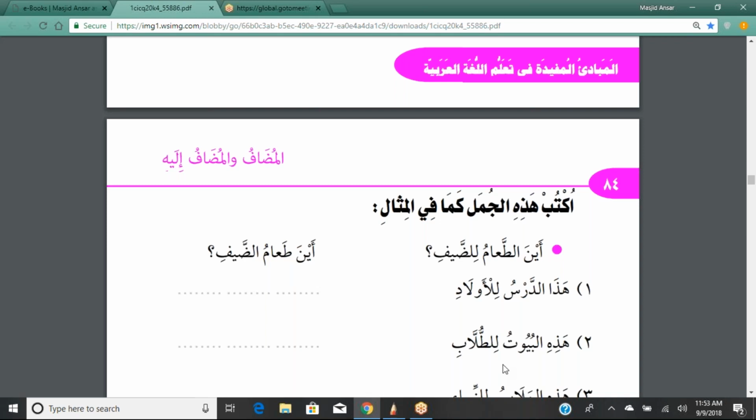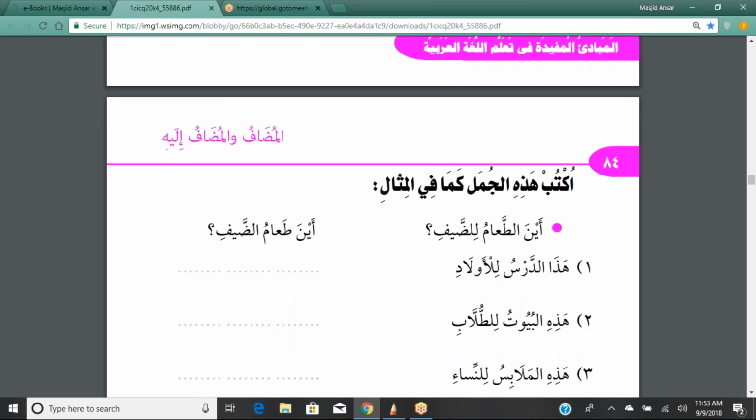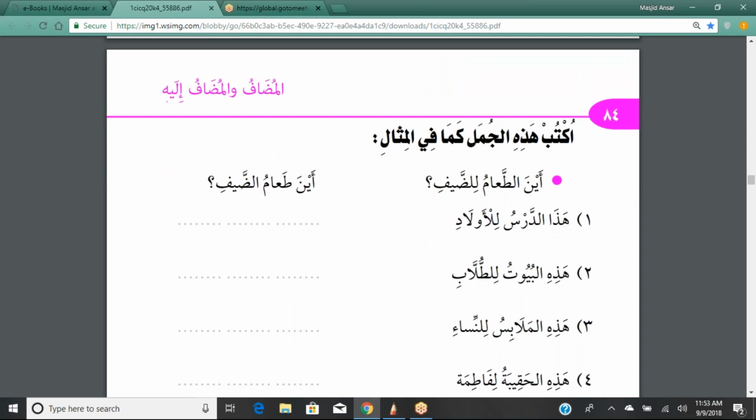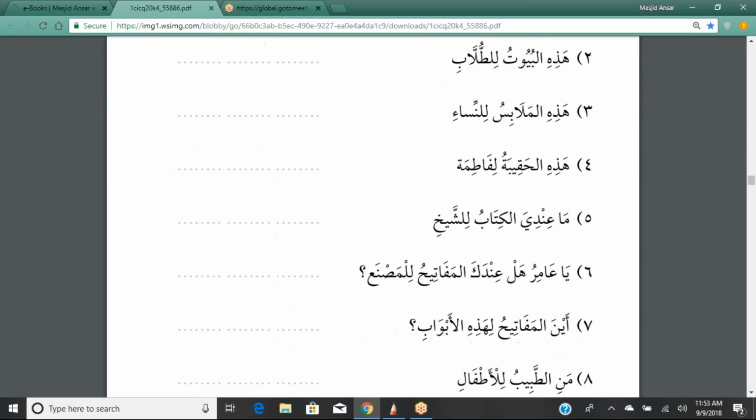So you all are going to do on these. All you're going to do is take off the alif lam and take off the lam al-mulk. You're going to end up with هذا درس الأولاد. Okay, you're going to do all these on your own. I don't necessarily want to read it because I want you to pick this up on your own.